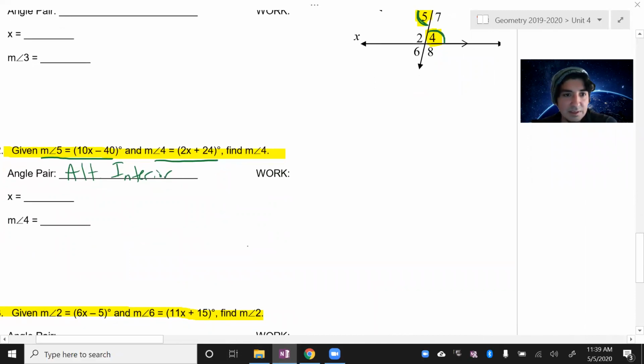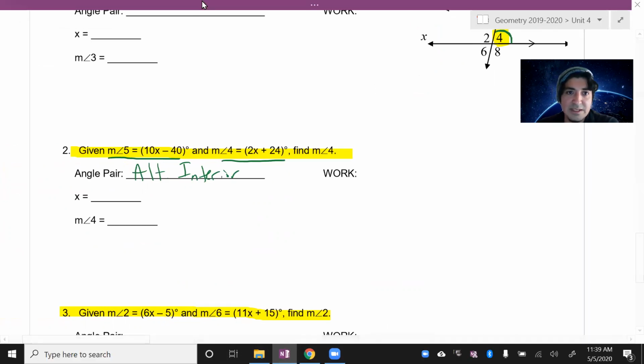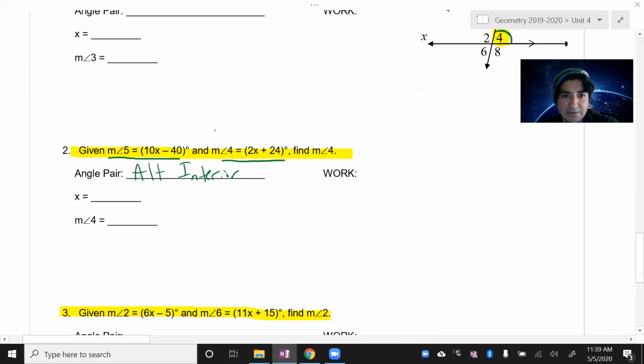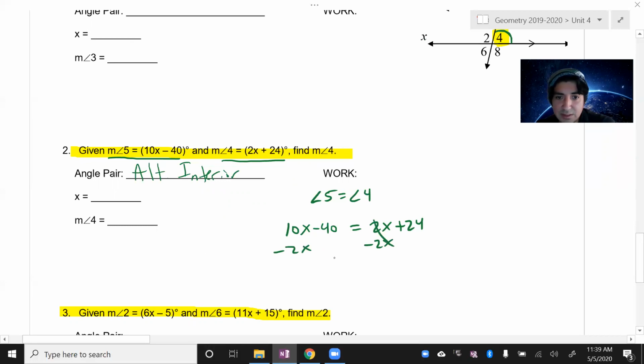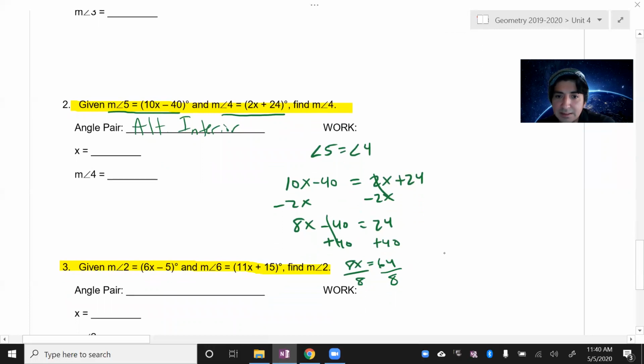Now, from here, if they're alternate interior, I'm going to set these up to solve it. So angle 5 and angle 4. Angle 5 is equal to angle 4. So I'm going to have 10x minus 40 is equal to 2x plus 24. And then you can just use your algebra to solve this. So it'll be 8x minus 40. You add 40 on both sides. So you have 8x equals 64. And divide by 8. And then your x is equal to 8. So it just happens to be 8.